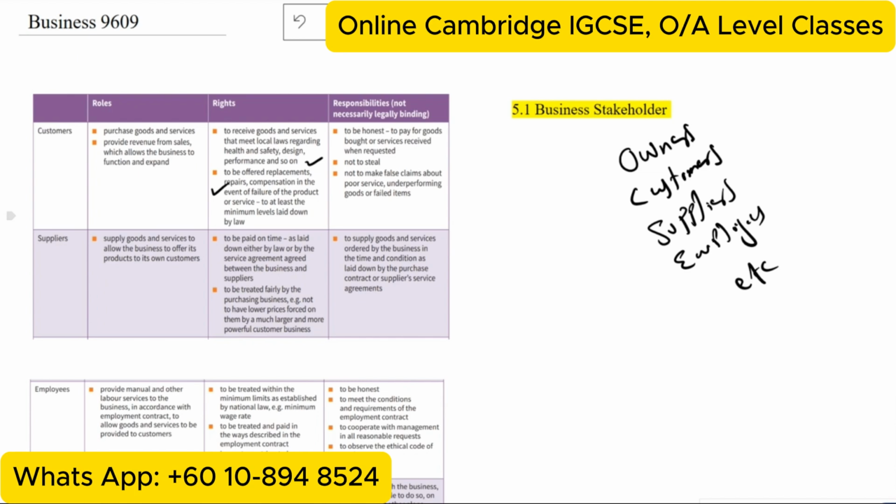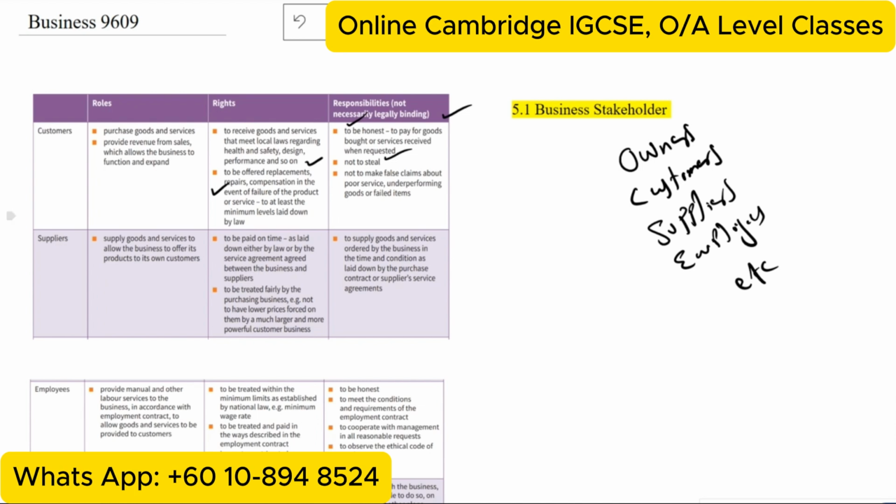Now, what are our responsibilities? We have to be honest. We have to pay for our goods, whatever we are going to purchase, or whatever request we made to purchase the product. Not to steal, not to make a false claim whenever you give feedback about the product. You should be honest and give authentic feedback to the organization in order to maintain an appropriate product.